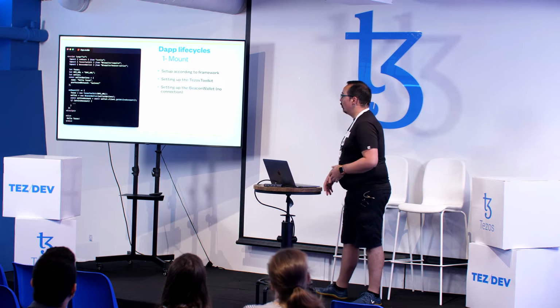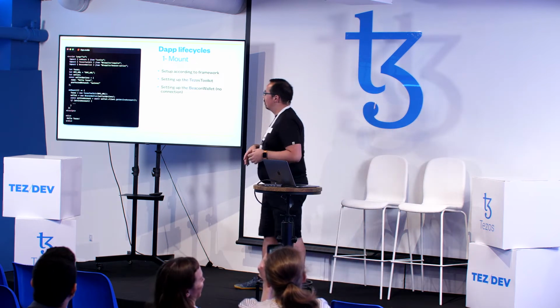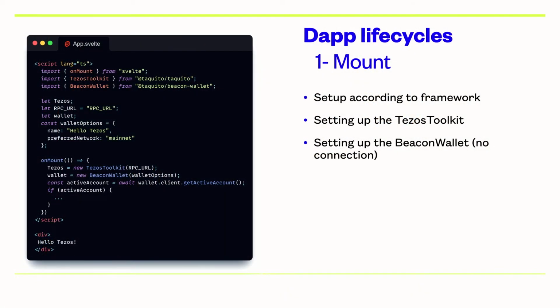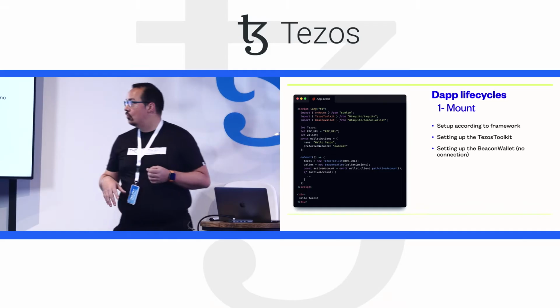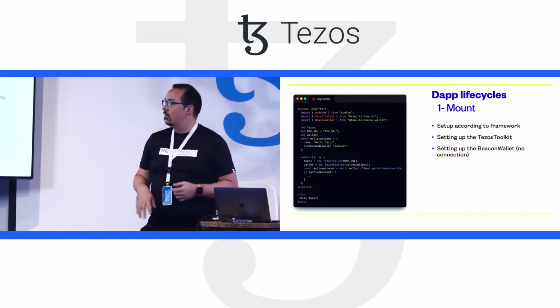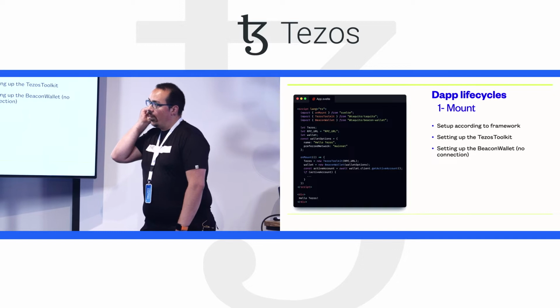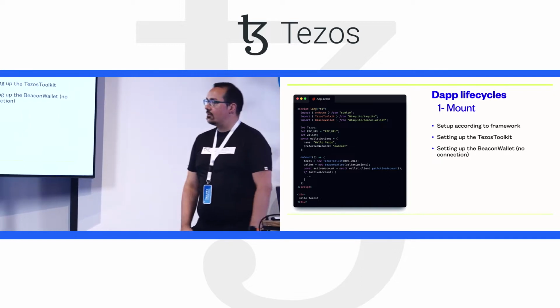The next step is to set up the Beacon wallet. Taquito provides a wrapper for the Beacon SDK that's called Beacon Wallet. Here you import it from the wrapper library, and then you're going to set it up. And here I want to emphasize that you just set up the wallet. You don't connect the wallet yet. So here you set it up. There are a set of options that you have to pass to the class to create it.